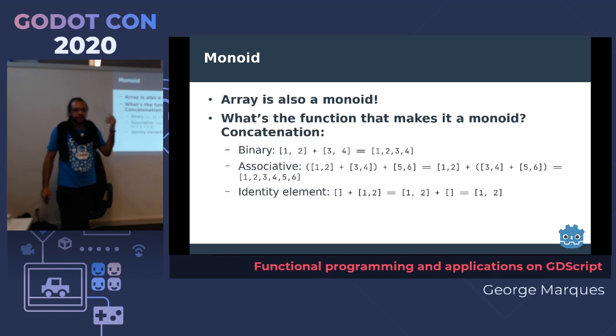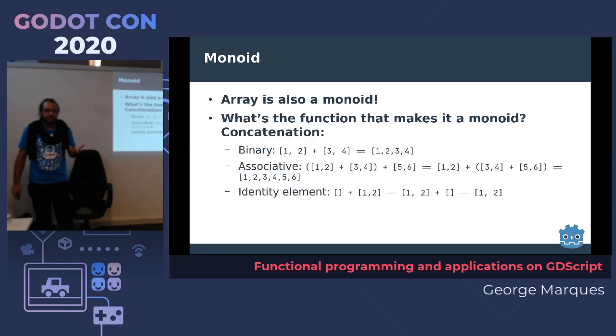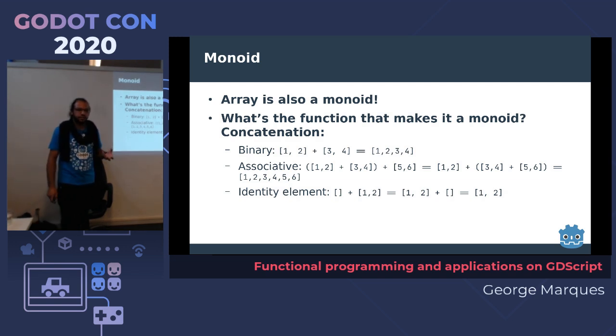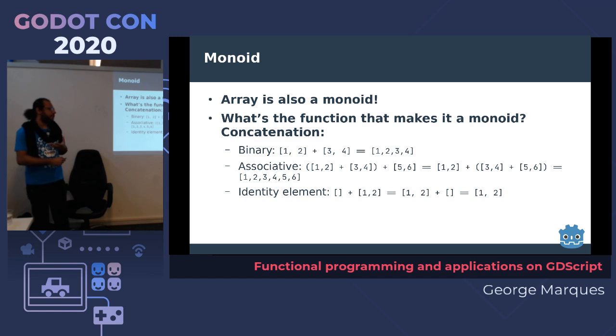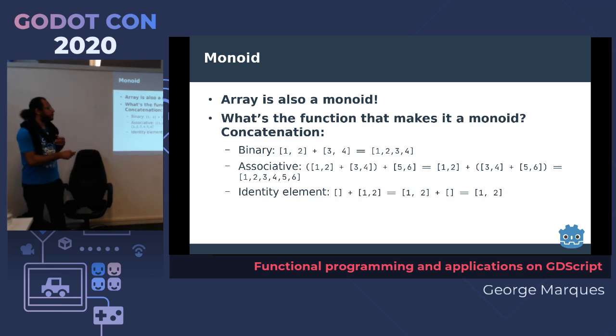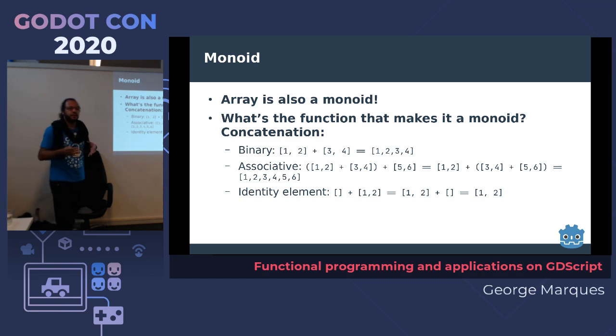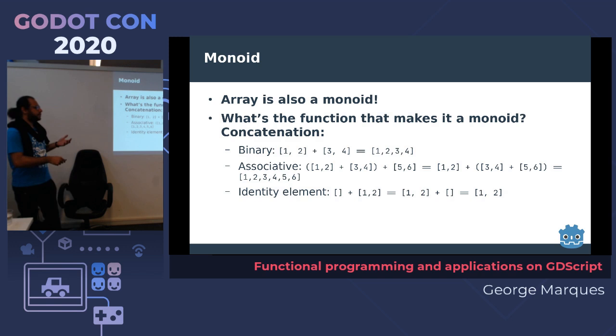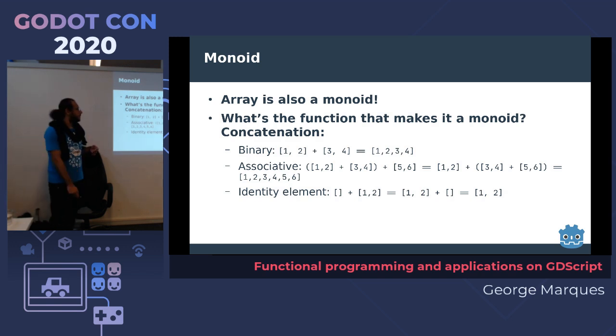Okay. Another example that we've already seen is array. Because if you use the concatenation function with an array, you have the same properties. It's binary, because you have two elements to concatenate. It's associative, because if you do this concatenation first and then this one, it doesn't matter, because you can do this one first and then this one. The result is going to be the same. But as I said, it doesn't need to be commutative. So if you change the order of the arguments, the result is going to be different. But that's not really a problem. And the identity element is an empty array, because if you concatenate an empty array with any other array, the result is going to be the other array. It's just the same thing.